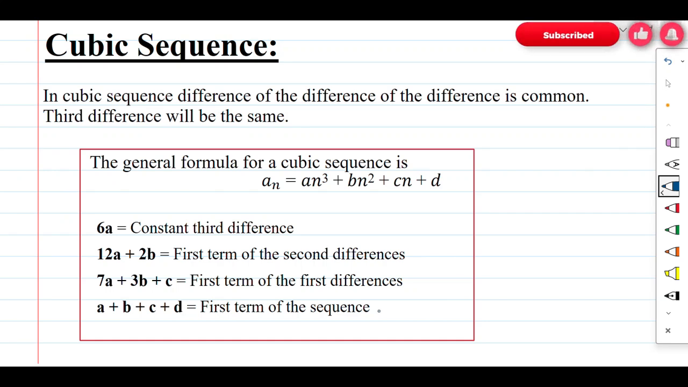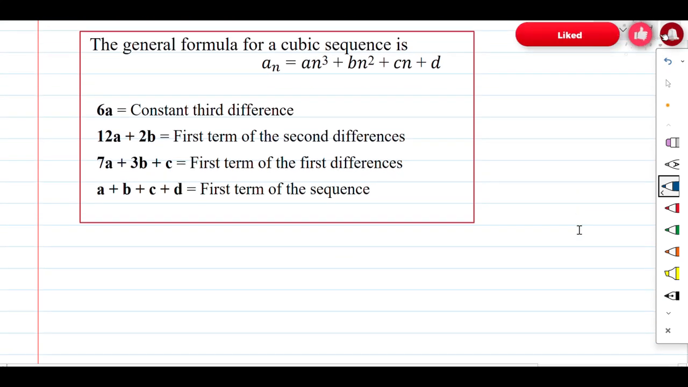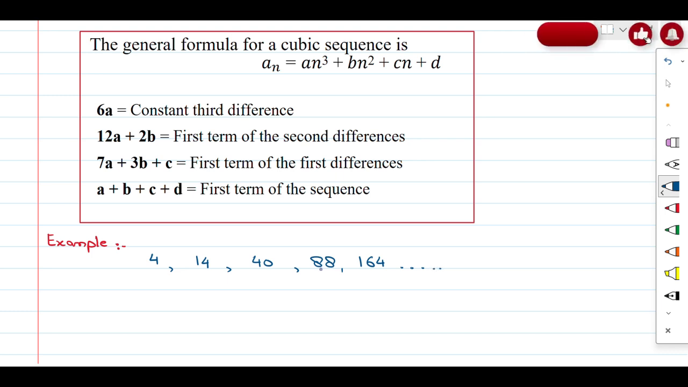Right? Okay, now let's do some examples to understand how we figure out the nth term for the cubic sequence. So here is an example. Let's suppose I have a sequence 4, 14, 40, 88, and 164, and so on. So this is a sequence, right? Now let me figure out what type of sequence this is. Is it arithmetic, cubic, geometric, or quadratic, right?